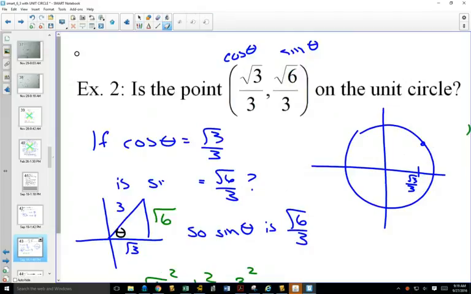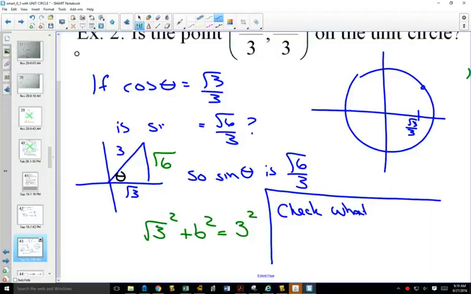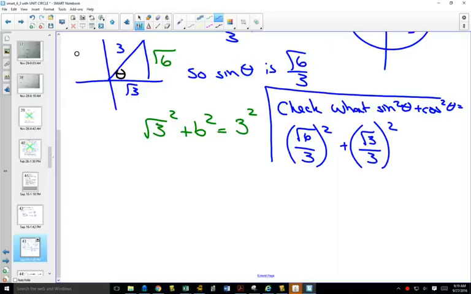So this might be a question where you use another way. You could check what sine squared plus cos squared equals. If we say sine is my y coordinate, that's root 6 over 3, and I square that, and cos is my x coordinate, that's root 3 over 3, and I square that, what is that equal to? Because on the unit circle, sine squared plus cos squared is always equal to 1.